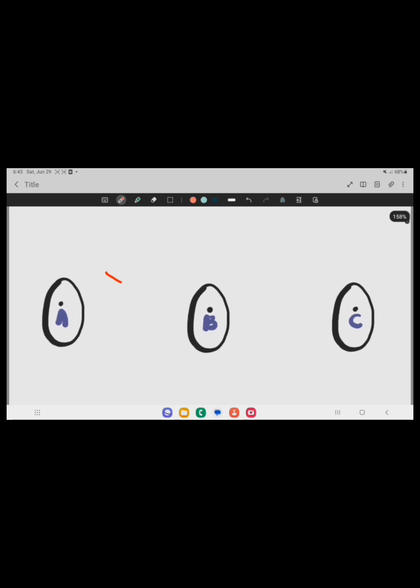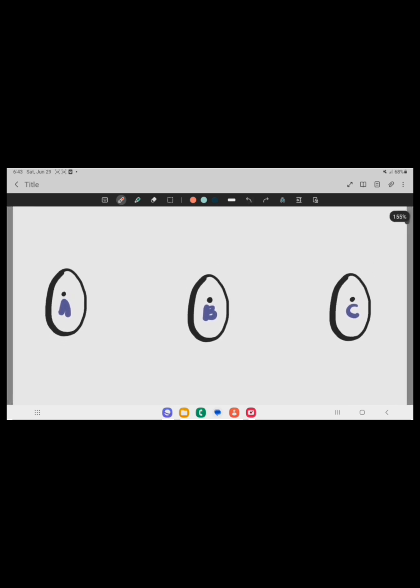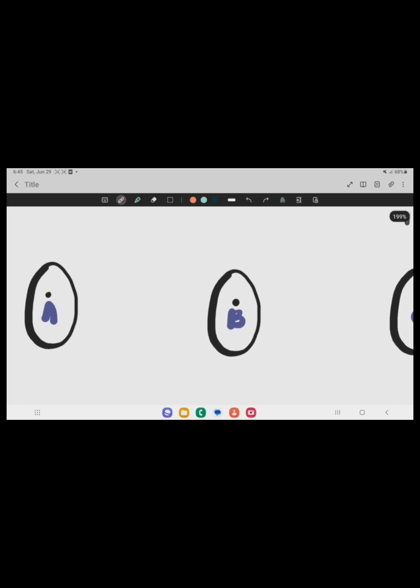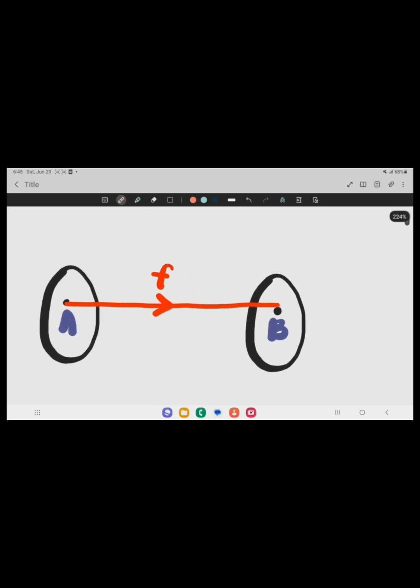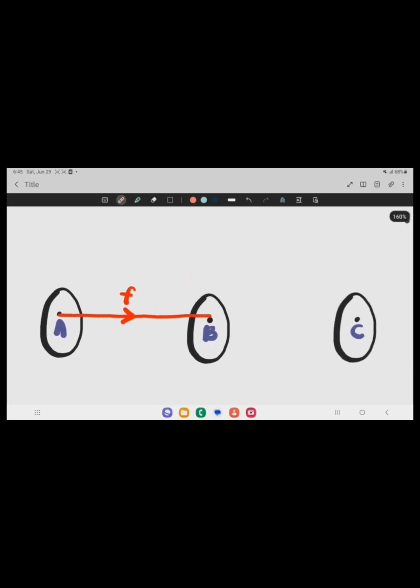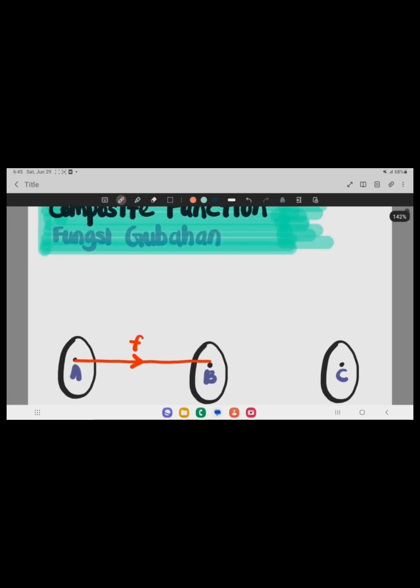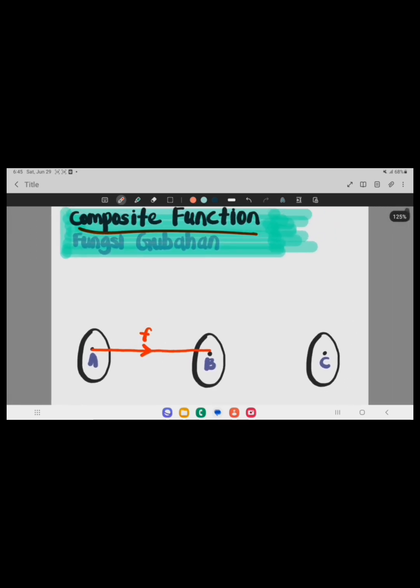Okay, so here I'm just trying to give you guys an idea of what is actually a composite function. In 1.1, you are supposed to know what a function is. So in this case, this is A, and the relationship between A and B is what we call a function. Let's say I represent the function as f. Then what is a composite function?